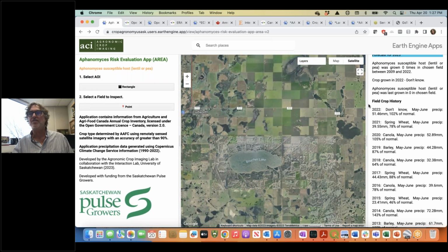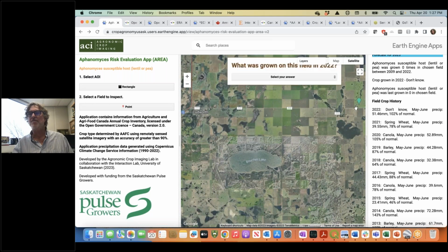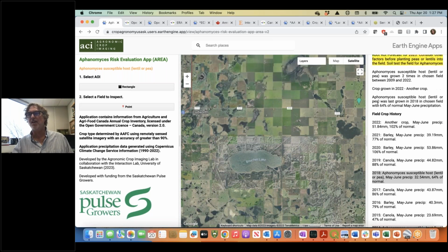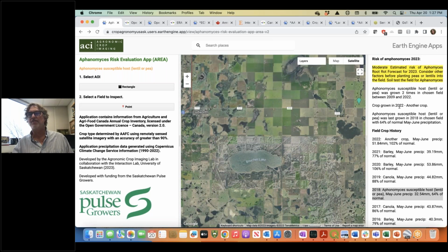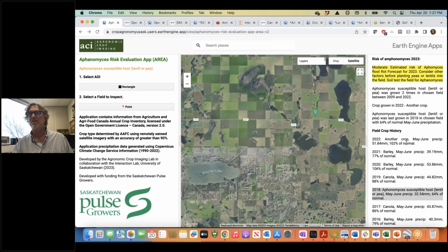Let's say, okay, I know that this is my field. I can't quite remember the rotation on this one, or perhaps it's some rental land that's just been picked up. There's been a lot of exchanging of land in the rental market lately. So you can go and look at that. The last time you had a pulse grown in there was in 2018. It was a dry summer, 64% of rain.